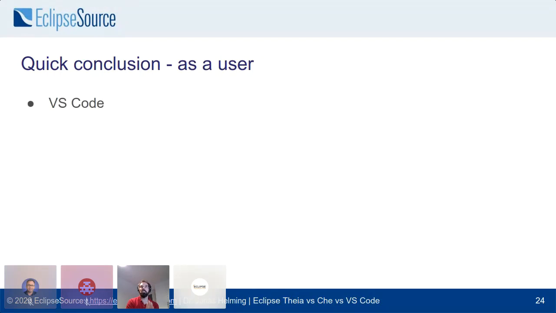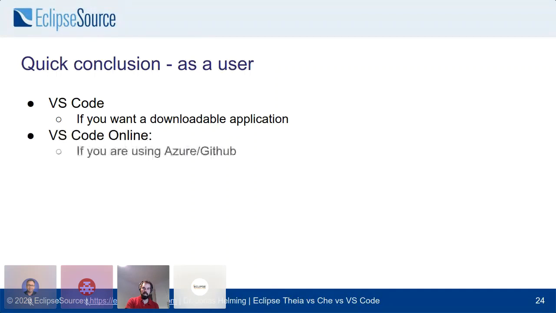Okay, as a user, so you just want to use a tool to do development. So VS Code, if you want a downloadable application, VS Code is great. I mean, it has an incredible market share at the moment, and it's a great tool. VS Code Online, if you're using Azure or GitHub, then it's a great alternative. If you can make it to the private beta, probably will release that, hopefully soon.